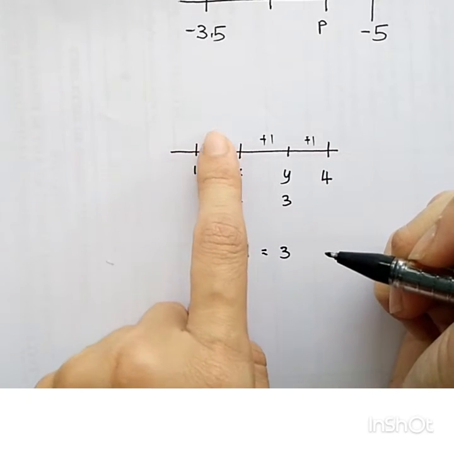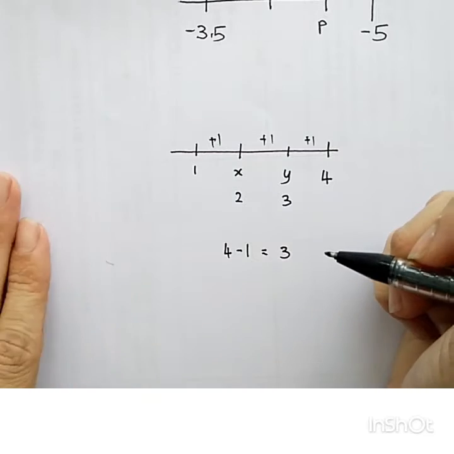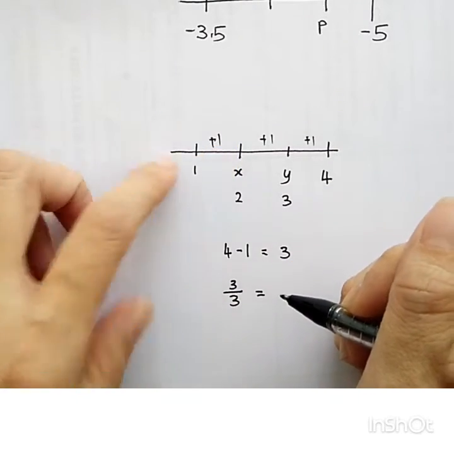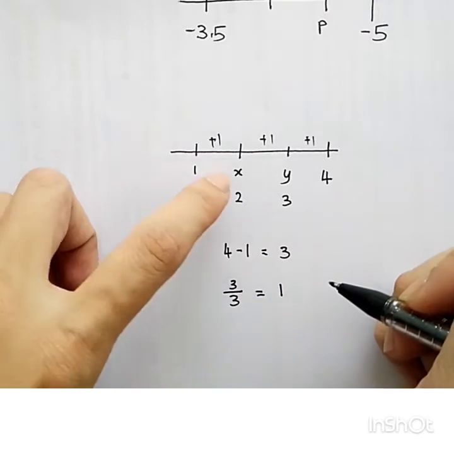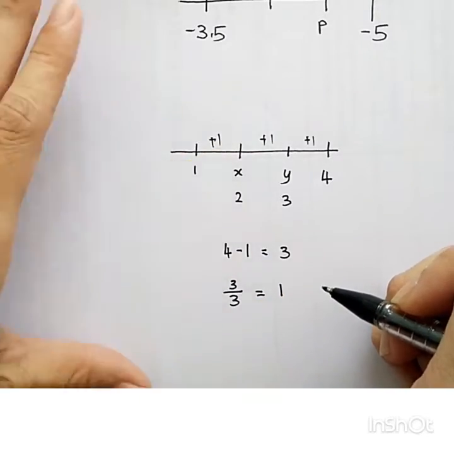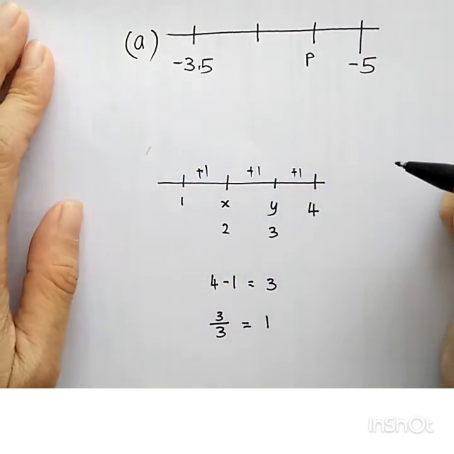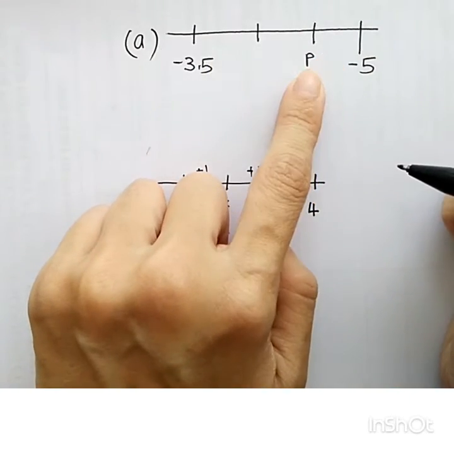There are 3 columns between them, so I have to divide by 3 columns. So for one column, the difference will be 1. This is how the 1 comes about. So let's return to the previous question, which is question A. I'm going to find out what my P is.